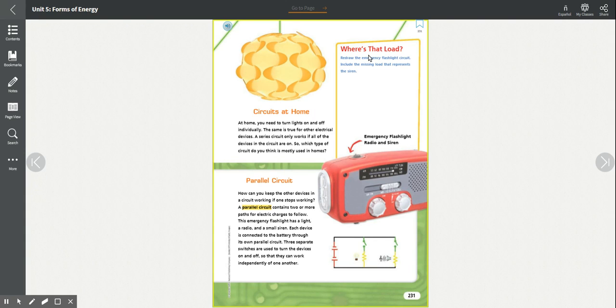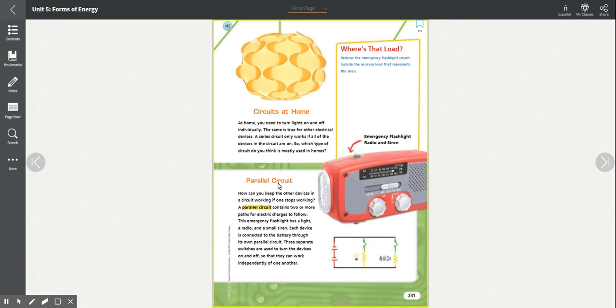Where's that load? Redraw the emergency flashlight circuit. Include the missing load that represents the siren. This is what you're redrawing up here, but you need to include the missing load that represents the siren. Hopefully you see that it's right here, but you need to put it somewhere. Okay.